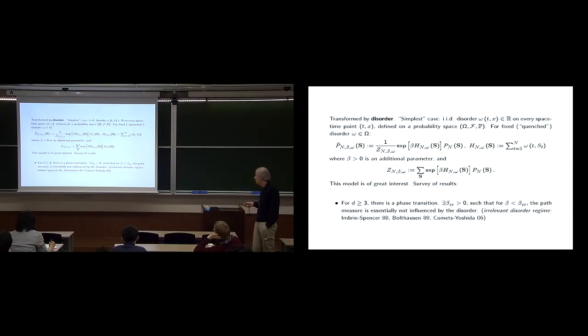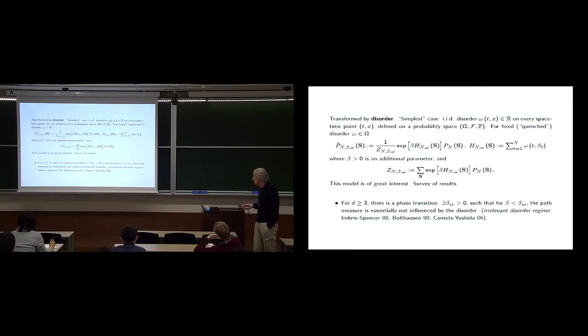So that was first proved in a complicated paper using multi-scale analysis, etc., by John Imbrie and Tom Spencer in '88, and then shortly afterwards, I found a very simple proof, and actually also going a little bit farther than that. And then there were very fine results, also by Gomez and Yoshida. So this regime, the irrelevant disorder regime in high dimension, is now very well understood.